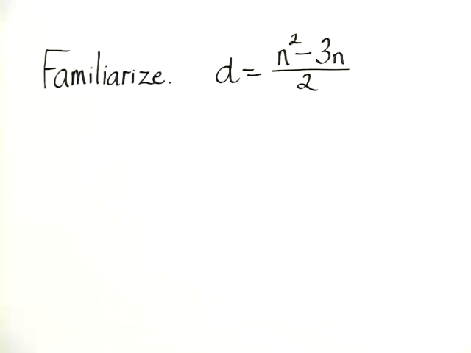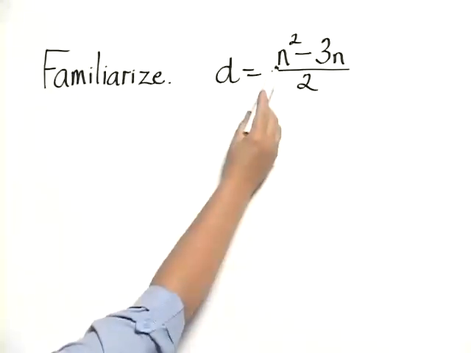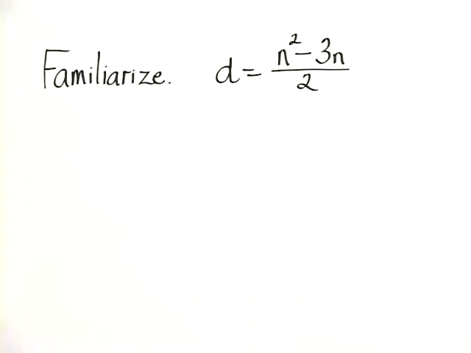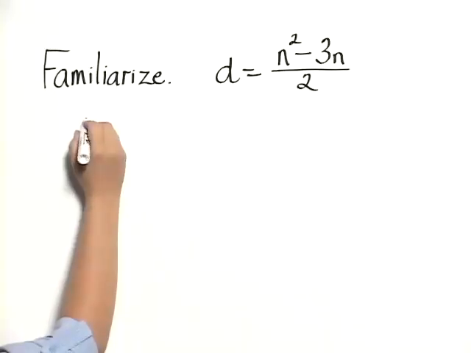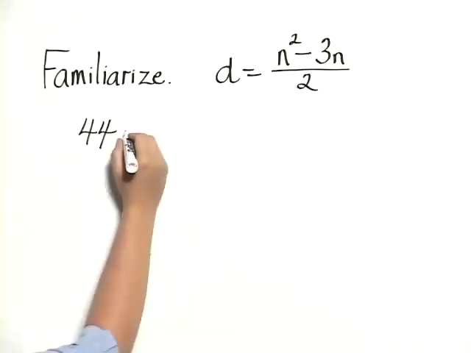When we use the 5-step problem-solving process to solve this, we first familiarize ourselves with the situation, and we're given the formula to use. The number of diagonals in a polygon is equal to the number of sides squared minus 3 times the number of sides, all divided by 2. So we can move to the translate step and replace d with 44, since we're told that this polygon has 44 diagonals.